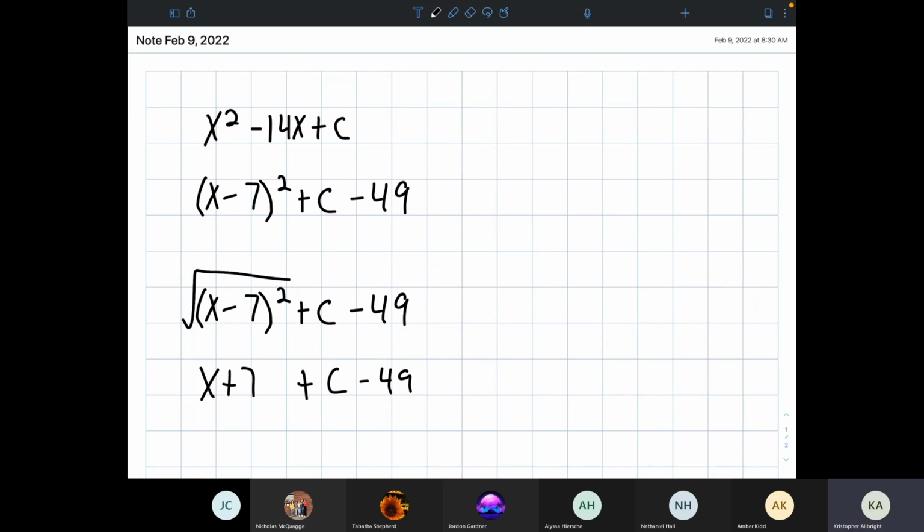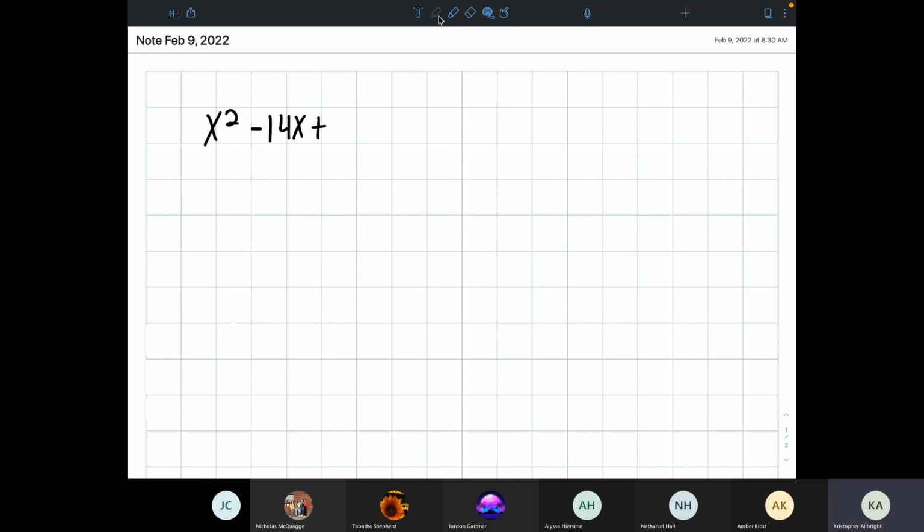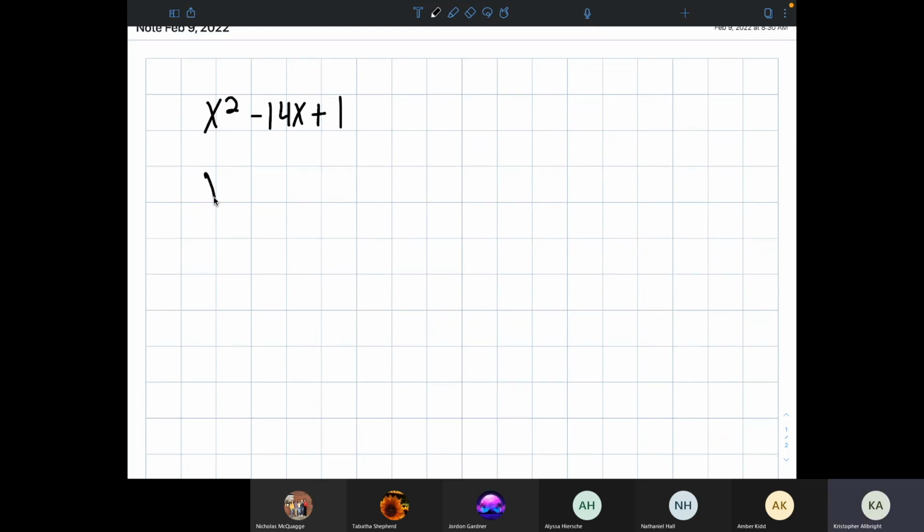Let's actually do it with a number instead of c. Let's call it 1. Okay, so if we go back and replace that with a 1, that'll make it a little more concrete. So we take this and we turn it into x minus 7 squared. And when we multiply this out, just to show you what it looks like, x minus 7, x minus 7, which is x minus 7 squared.